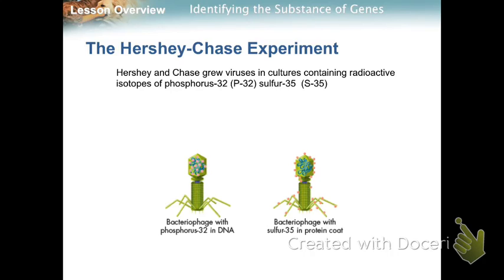We have two different bacteriophages here. On the left-hand side, we have radioactive phosphorus in the DNA inside as the genetic material. On the right, we have radioactive sulfur in the protein coat. The radioactivity is represented by the little orange dots. You see it inside on the genetic material here, the DNA. You see it outside on the protein coat all around here.